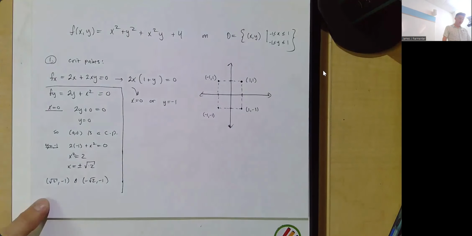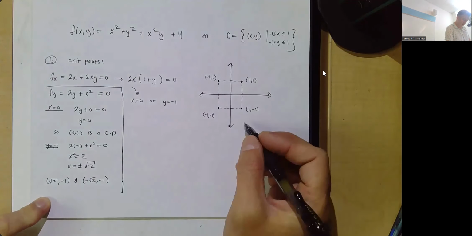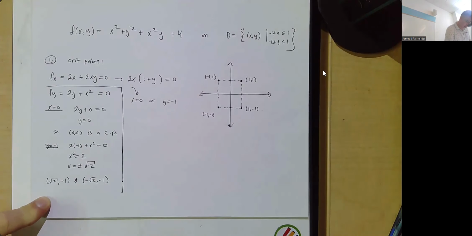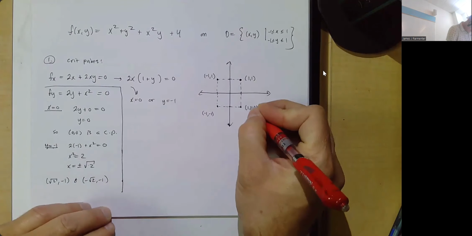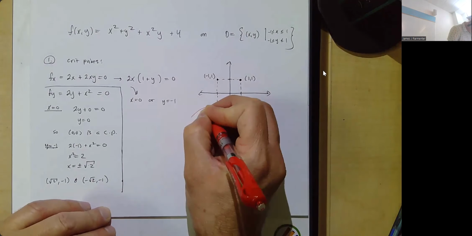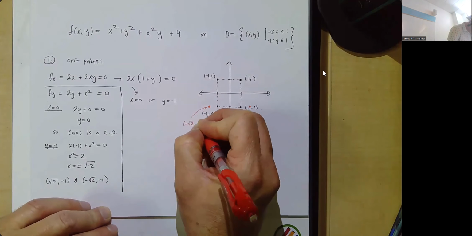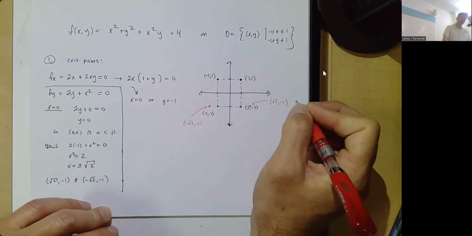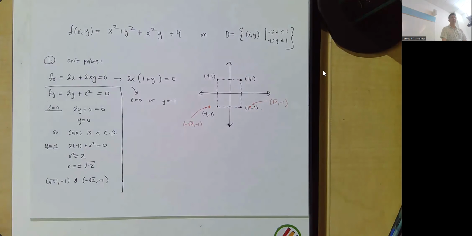√2 is about 1.4. So this point I'm looking at, I've kind of drawn something in the way, but it's right about here and here. That's (-√2, -1), and that's positive (√2, -1). I only want to consider points that are inside my region. So anything that is outside of the region is no good.